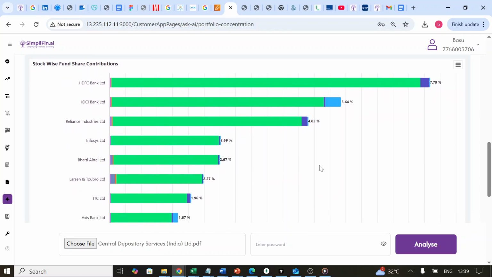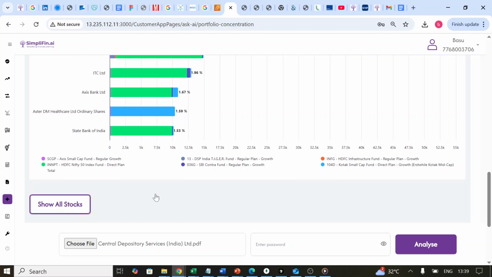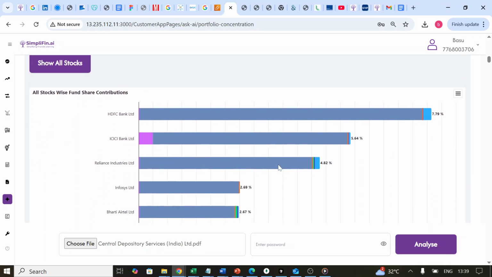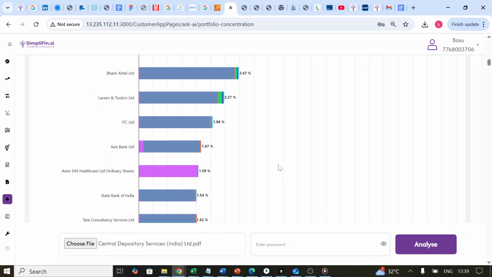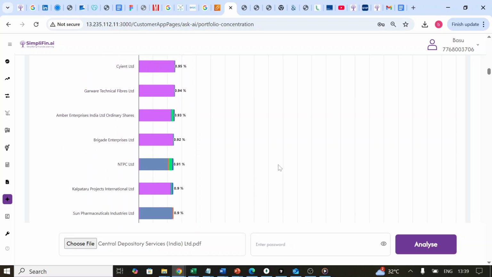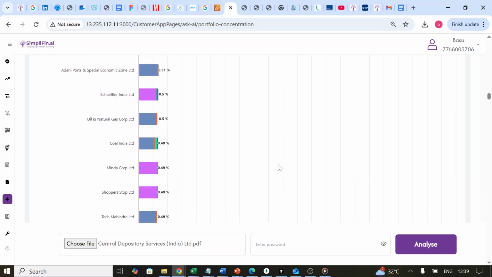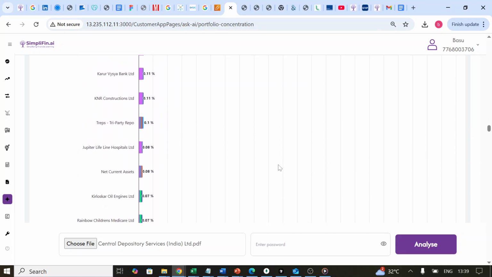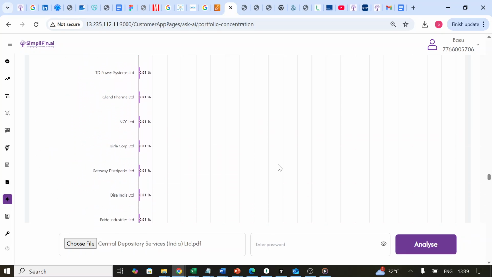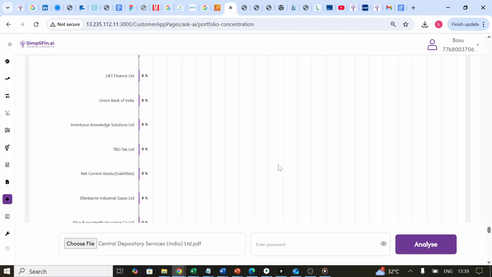Then there are all the other stocks you can see, and accordingly you can make more informed decisions when you are purchasing a new set of funds. And here again you can look into all stock-wise contributions, and you will have the complete understanding of your portfolio in terms of the number of stocks where you have the exposure and what percentage they contain in your portfolio. So this helps you provide better insights to your clients, so that your clients can accordingly take the action, or you can take the action on their behalf.